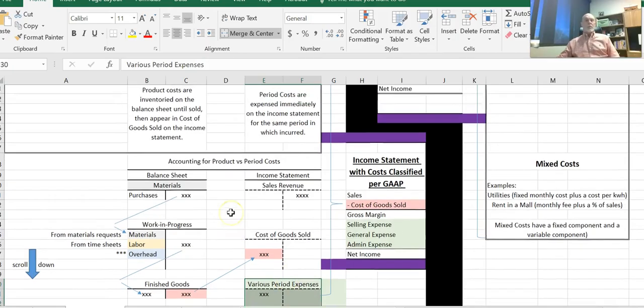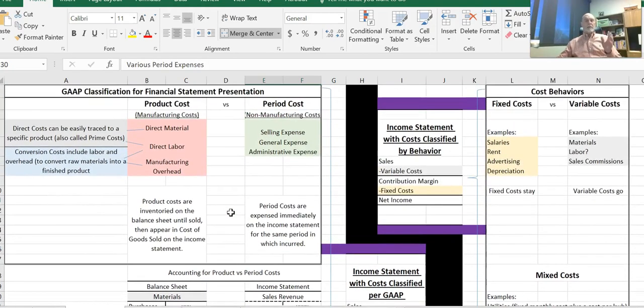So, one way a company classifies their cost is whether or not it's related to the manufacturing of the product, so we call that product cost, or it's not, and we call those period cost. Now, when you're thinking about the cost of the product, the cost of production, and you have material, labor, and overhead.